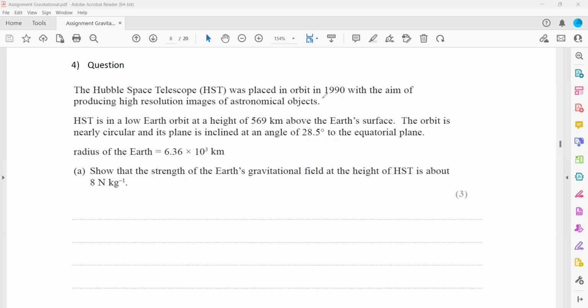The radius of the Earth is 6.3 into 10 to the power 3. Show that the strength of a gravitational field at the height of the Hubble Space Telescope is about 8 Newton per kilogram. So we have to show that the value of the gravity is about this one. So the formula which relates the gravitational field strength.